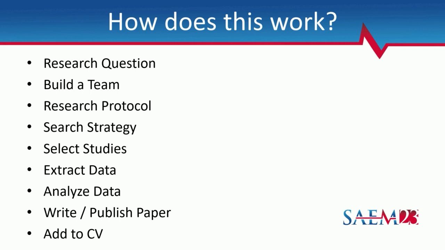Write your research protocol. That's going to build on your research question. So what do I want to study? What do I want to find? I'm not saying you have to write a 30-page protocol here, but have a plan. How am I going to do this systematic review? Write that out so that not just you, but everybody on your team is going to understand exactly how you're going to do that review. And that includes a search strategy.